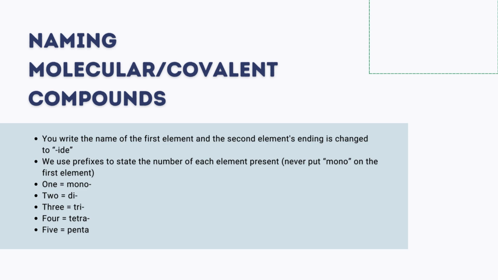When naming molecular or covalent compounds, it is important to follow a few guidelines. Firstly, the name of the first element is written, followed by the second element's ending changed to IDE. Secondly, prefixes are used to indicate the number of each element present in the compound. However, mono is not used for the first element. Instead, di is used for 2, tri for 3, tetra for 4, and penta for 5. These prefixes allow for clear communication of the composition of the compound.